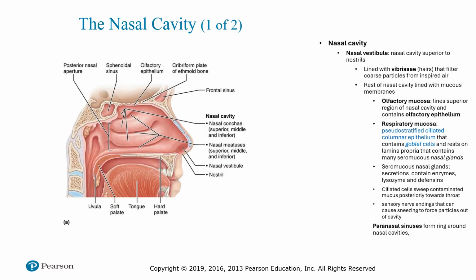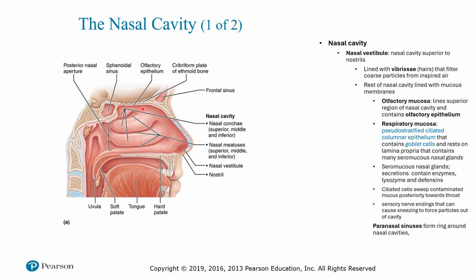Let's quickly go over some of the features of the nasal cavity. So our nasal cavity has a nasal vestibule. The part of the nasal cavity superior to the nares, or the nostrils, is known as the nasal vestibule, and it is lined with hairs that filter the coarse particles in the air. And then the rest of the nasal cavity is lined with mucous membranes. There are two types of mucosa. There is olfactory mucosa. Olfactory mucosa is present around here because it's closer to the ethmoid bone, and this helps in smelling.